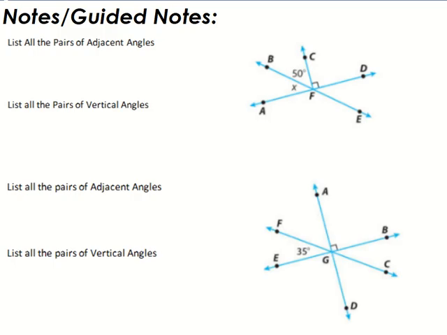All right, so we're going to list all pairs of adjacent angles. Remember, adjacent angles have a common side and a common vertex. A vertex is that corner.